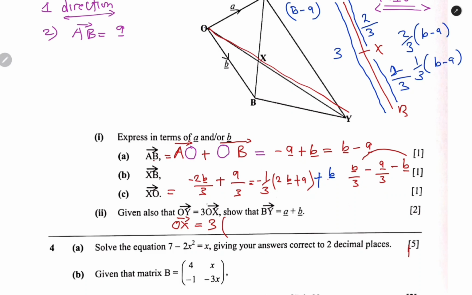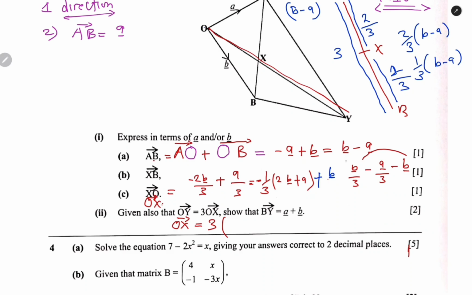XO. Now XO, what we found is XO, not OX. The difference between XO and OX is that since we found XO is negative, OX will be positive. It's just that it will be positive.